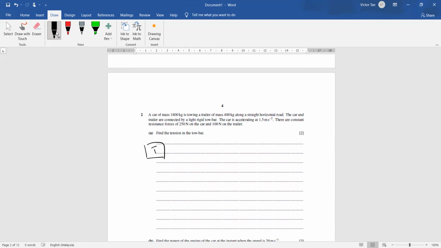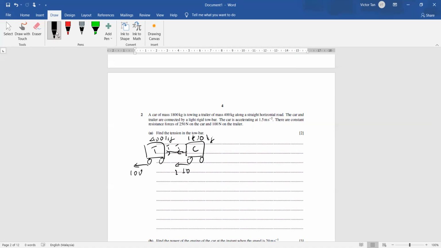It is always very good to draw. This is the tow bar. This is the car. Trailer: the resistance force on the trailer is 100. Resistance on the car is 250. Let's say the tension in the tow bar is T. Identify all the forces. Okay, the car is 1,800 and this is 400. Find the tension in the tow bar.